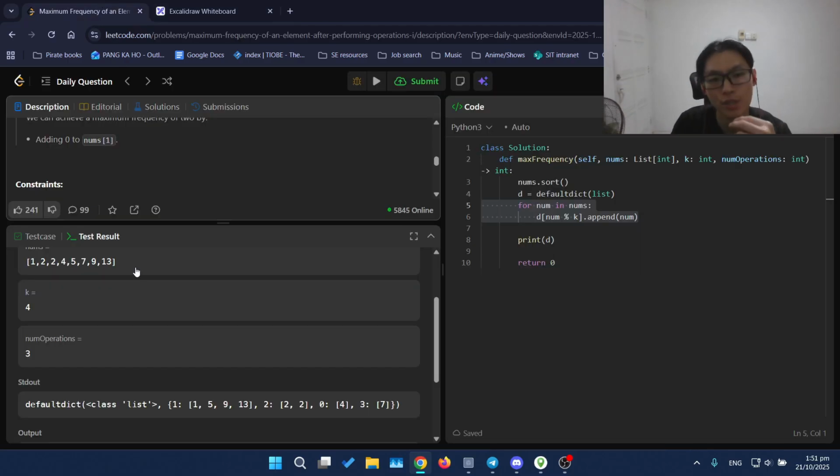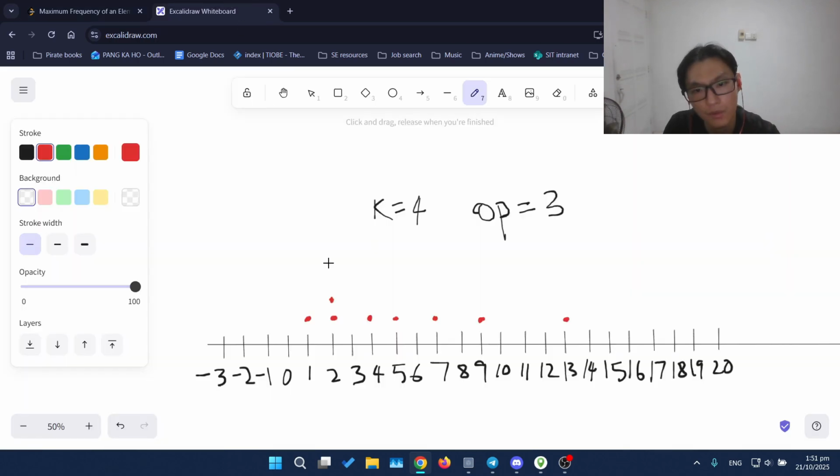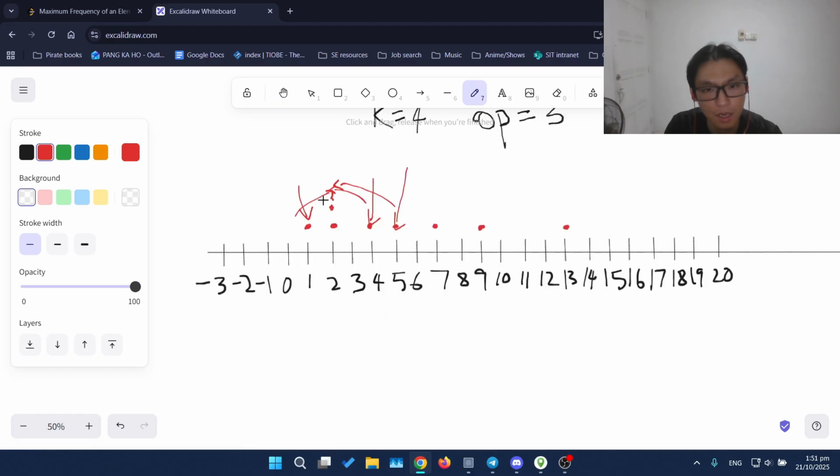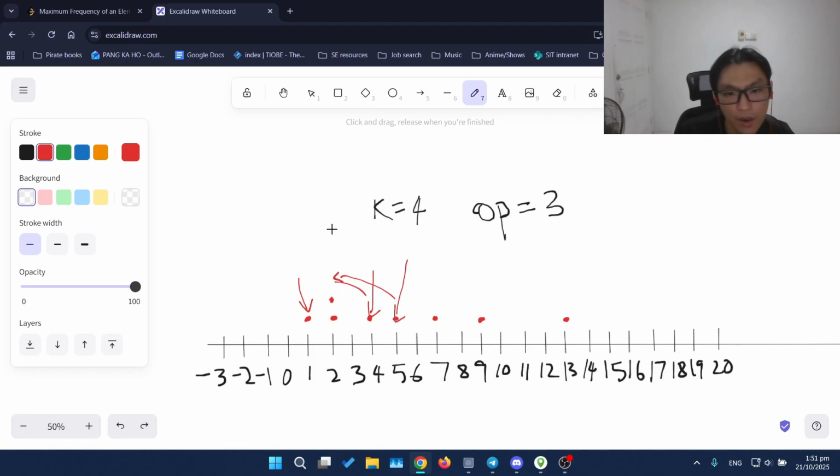We can do the operation only 3 times. How did they reach 5? They move these numbers here. So 4 minus 2, 1 plus 1, 4 minus 3, and then they load up the frequency here. I actually think this might be an interval problem. This might be an interval problem.